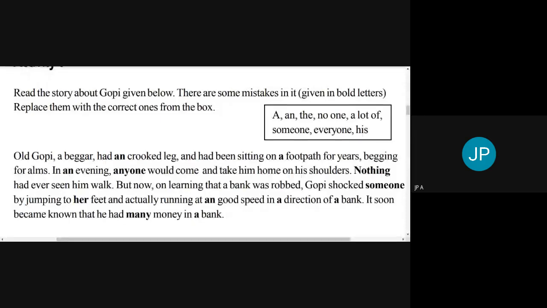In the evening, anyone would come and take him home on his shoulders. Which is the more suitable indefinite determiner than anyone? Very nice. Yes, someone. Someone would come and take him home, that is the meaning. So it is more suitable than anyone. Aditya, Anushri, Ramina, very nice. Thank you, Abhirami. Someone would come and take him home on his shoulders.